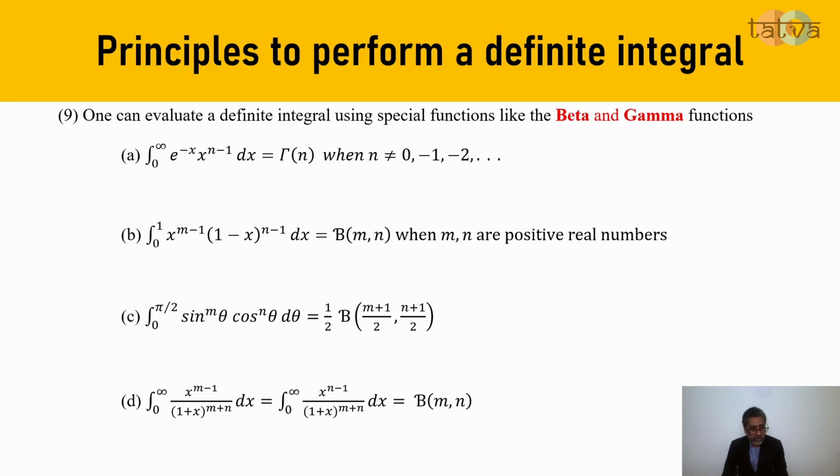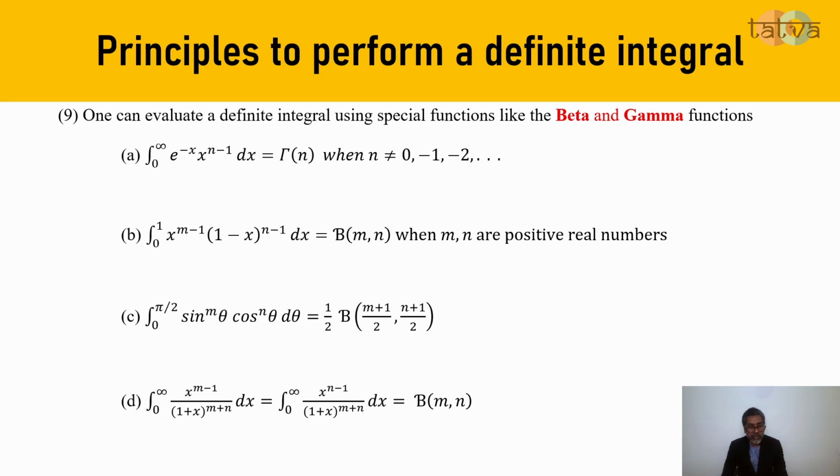Then there are two more typical integrations that once in a way crop up. The integral from 0 to infinity of x power m minus 1 by (1 plus x) power m plus n dx, and the integral from 0 to infinity of x power n minus 1 into 1 plus x divided by (1 plus x) power m plus n dx. Both of them give the beta function with parameters m and n.